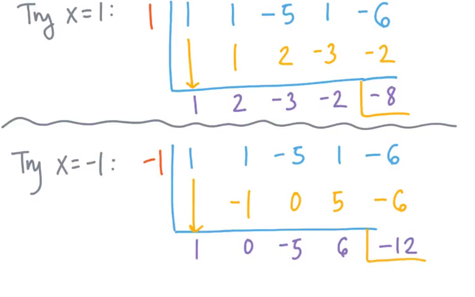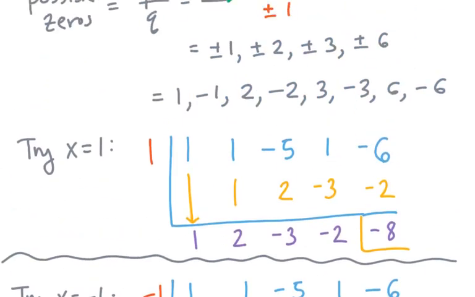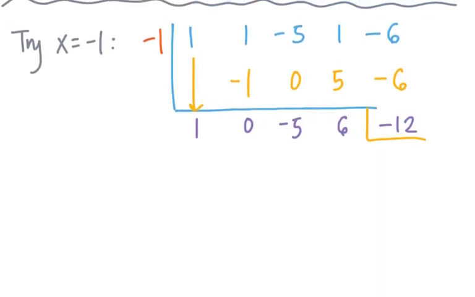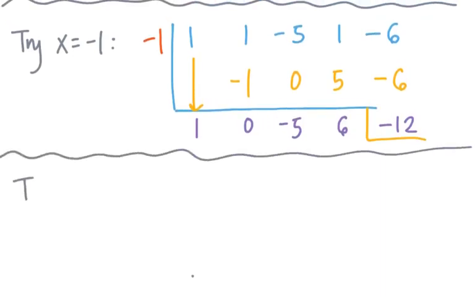Okay, so we tried 1, we tried negative 1. Neither of those were good to go because we didn't get remainders of 0, but next in our list was 2, so I'm just going to try 2 next. So this is building good persistence, right? So let's try x equals 2 with our synthetic division.